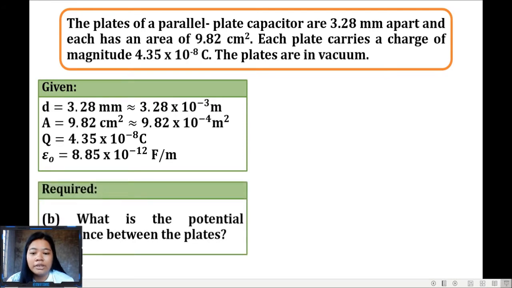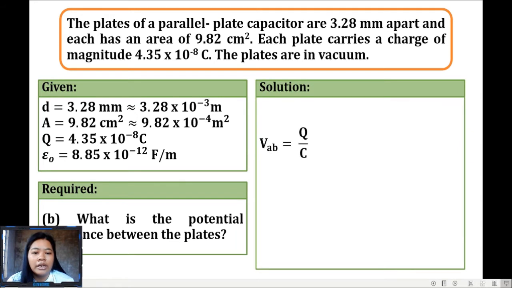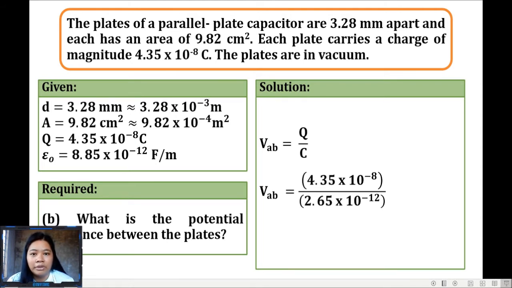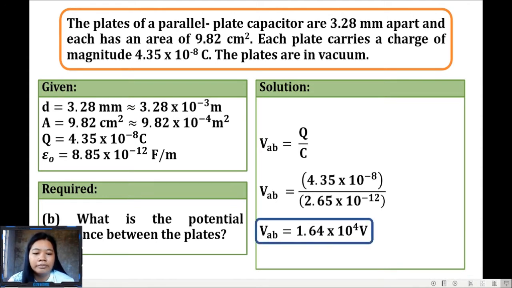For letter B, what is the potential difference between the plates? So we also have our equation for potential difference. V sub AB is equal to Q over C, or charge over capacitance. So we substitute 4.35 times 10 raised to negative 8 divided by the value that we were able to compute earlier, which is 2.65 times 10 raised to negative 12. So the potential difference between the plates is 1.64 times 10 raised to 4 volts.